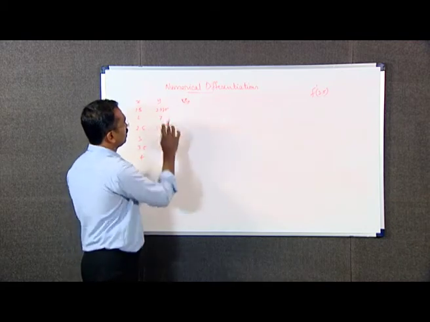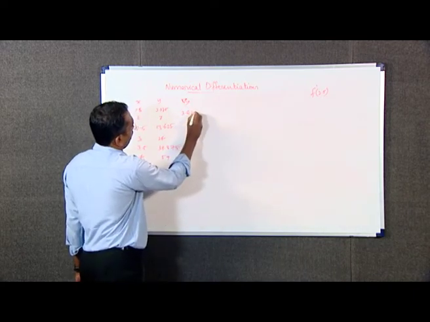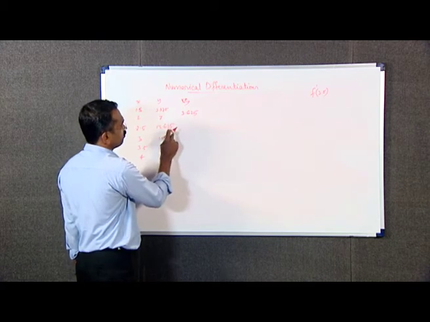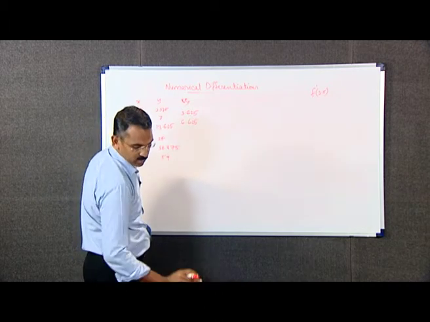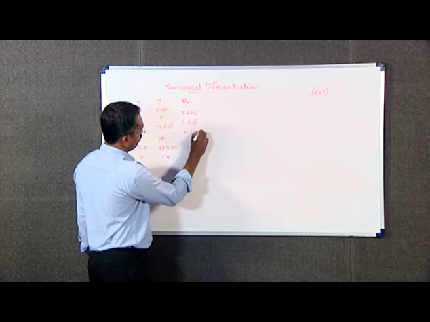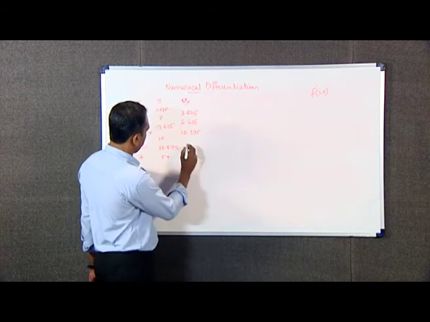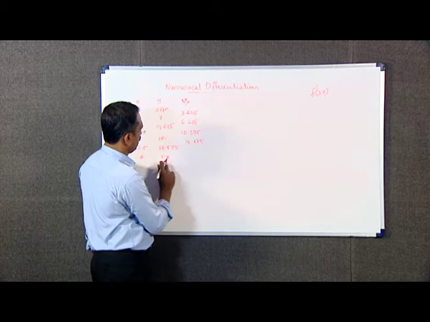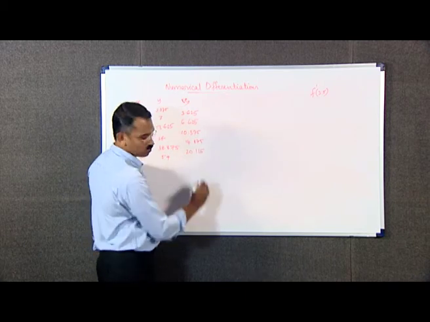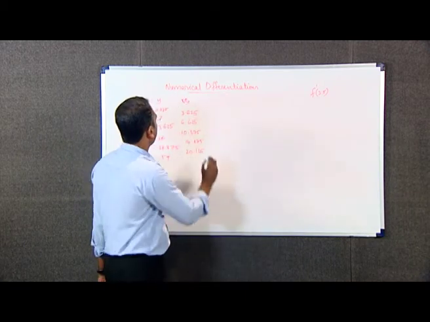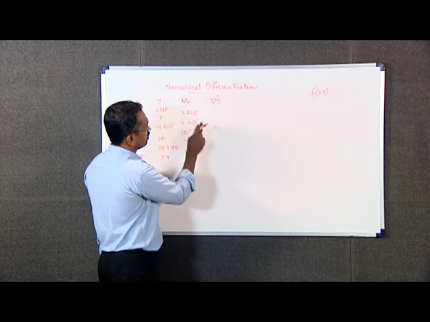The first differences are 7 minus 3.375 is 3.625, 13.625 minus 7 is 6.625, 24 minus 13.625 is 10.375, 38.875 minus 24 is 14.875, and 59 minus 38.875 is 20.125. The second order differences are del square y, that is 6.625 minus 3.625 is 3.